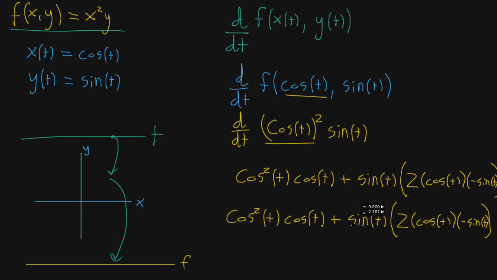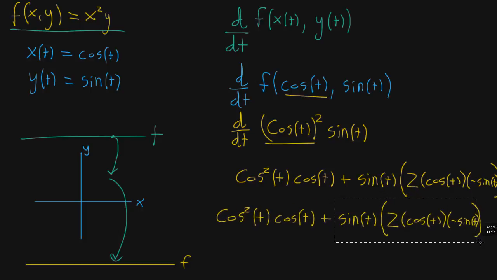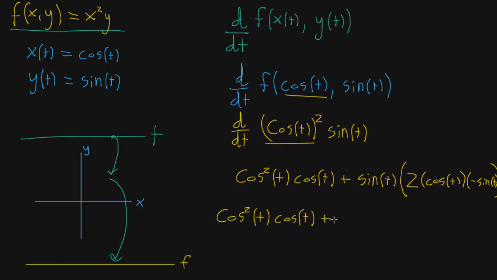Just copy that down here. I just want to rewrite this guy. You might be wondering why, but it'll become clear in just a moment why I want to do this. So in this case, I'm going to write this as 2 times cosine of t times sine of t, and then all of that multiplied by negative sine of t. So this is the derivative.